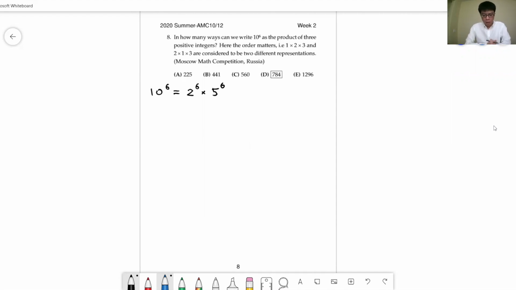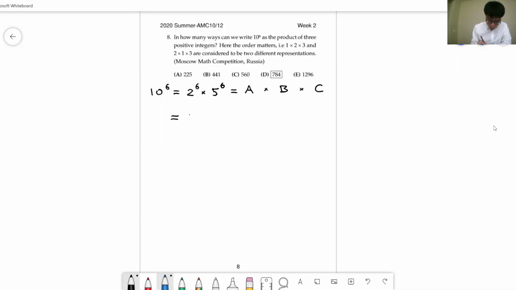Now we want to write this as a product of three numbers. Let's write it this way, A times B times C. How many ways can we write this? Because 10 to the 6 has only two prime factors, 2 and 5, the numbers A, B, and C only have factors 2 and 5, or maybe just one of 2 and 5.